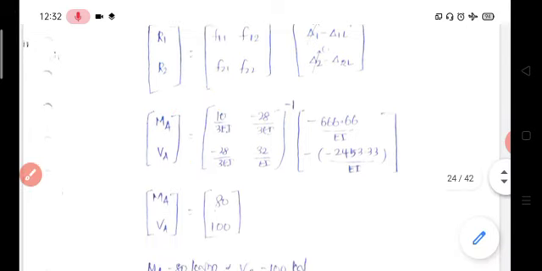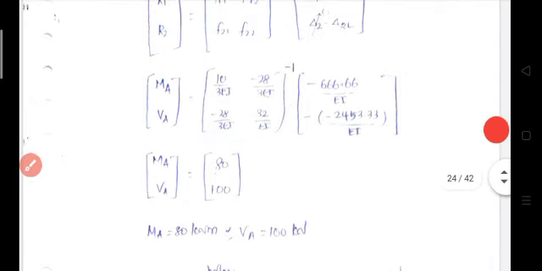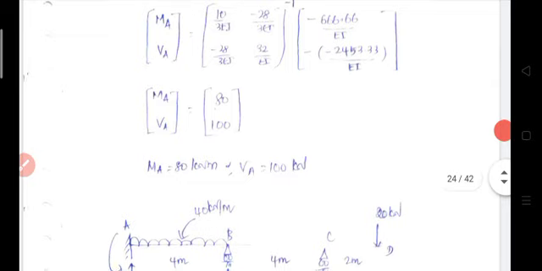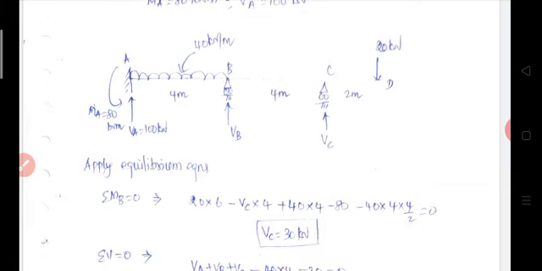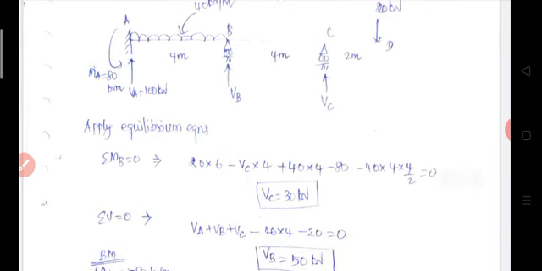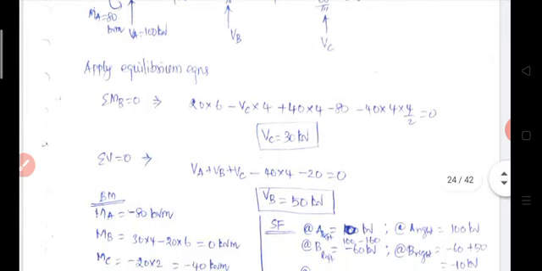So, after taking inversion, then multiplying these two matrices, MA VA is equal to 80, 100. So, from that MA is equal to 80 kilonewton meter, VA is equal to 100 kilonewton. So, after determining the values of this redundant, now determine other two support reactions with the help of equilibrium equations. So, apply two equilibrium equations, summation of moment equal to 0, then summation of V equal to 0. So, from that equilibrium equation, Vc is equal to 30, then Vb is equal to 50.